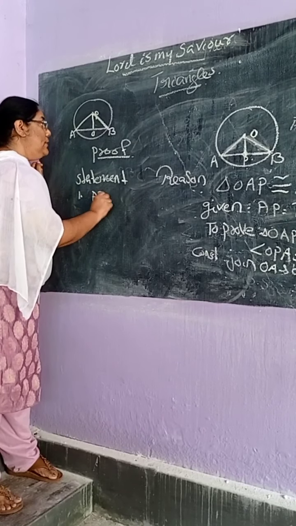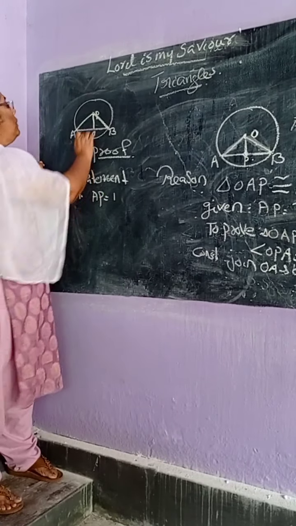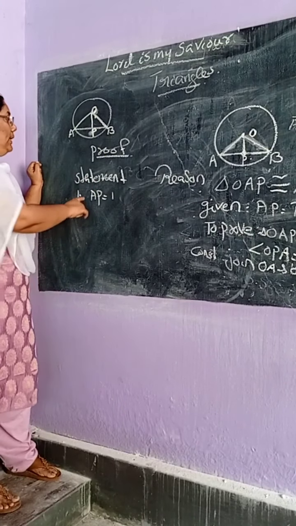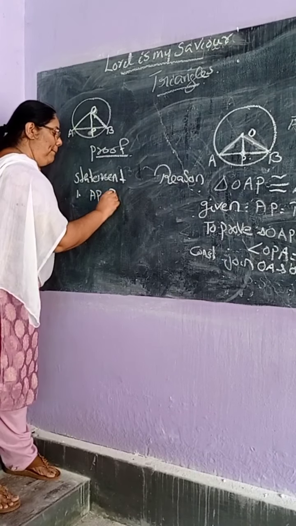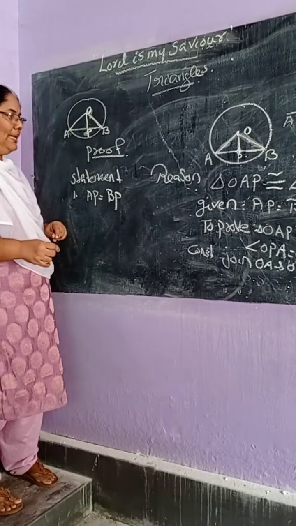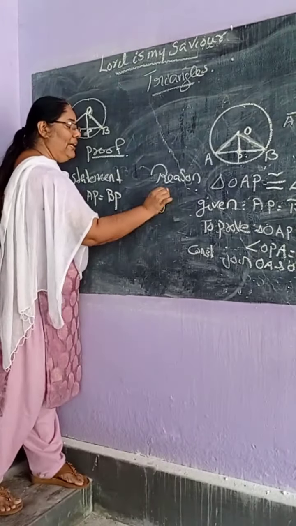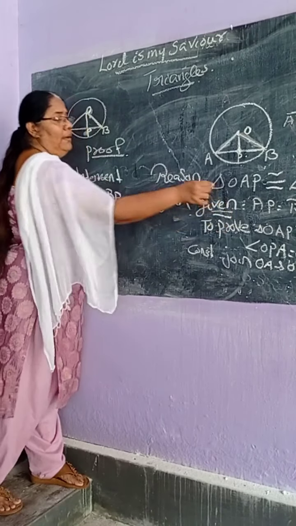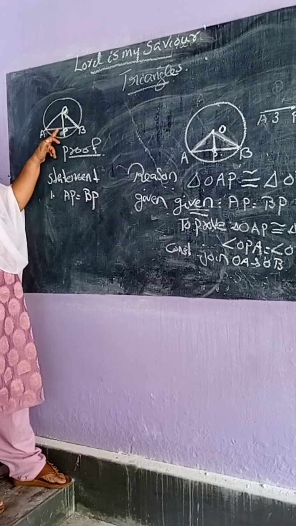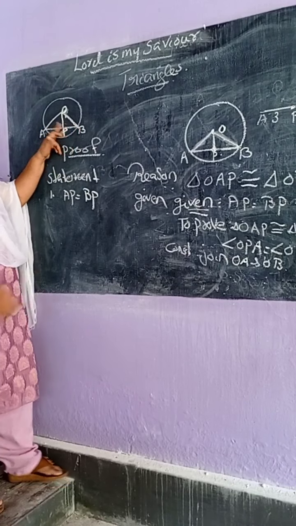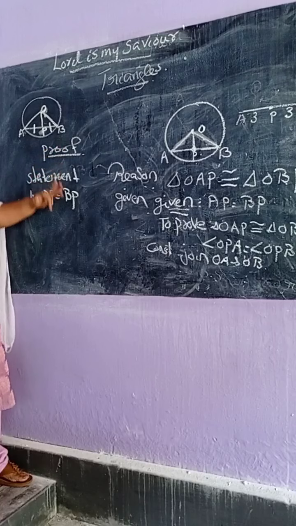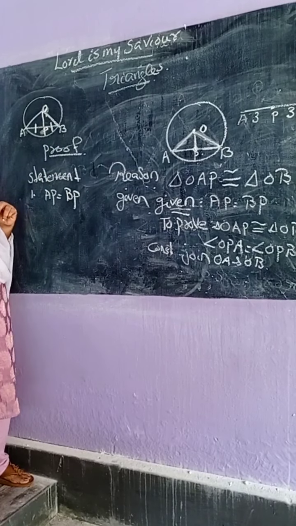Number one. AP is equal to BP. Can you state the reason? Yes, that is given in the question itself. That means given P is the midpoint, which means AP is equal to BP. AP is the side of the first triangle. BP is the side of the second triangle. Therefore, you can write AP is equal to BP. The reason is given. Okay.